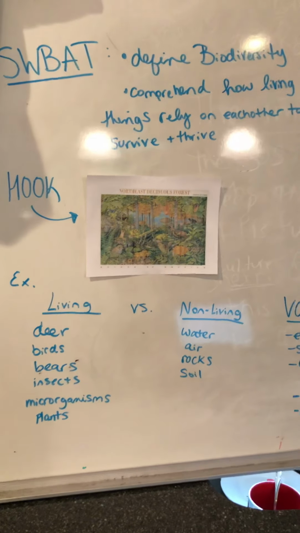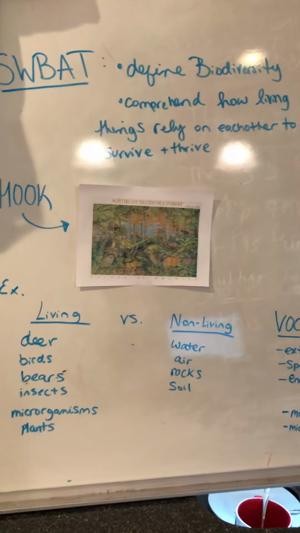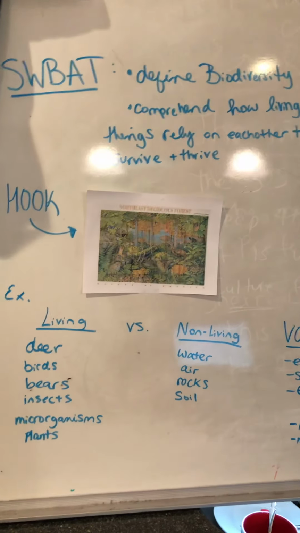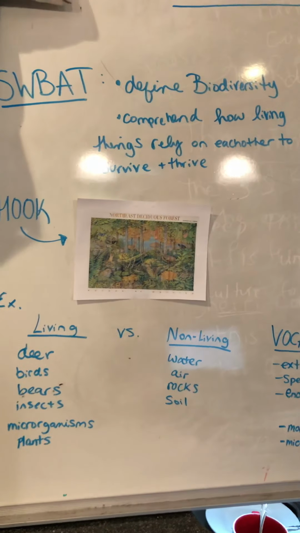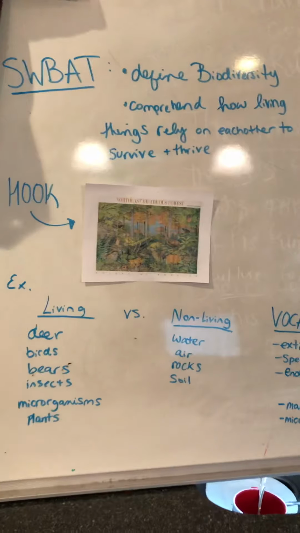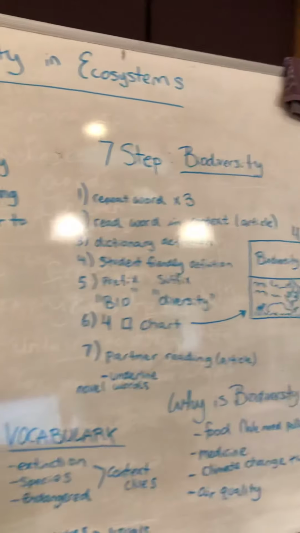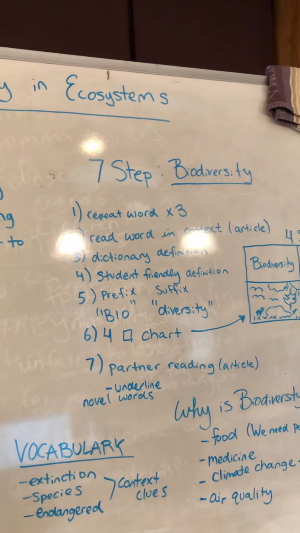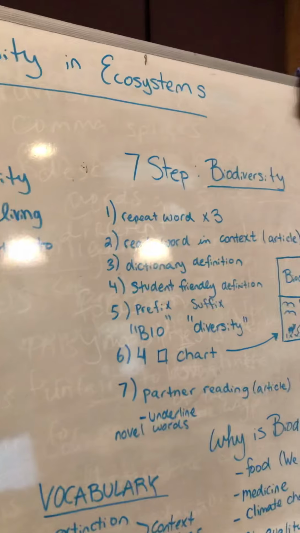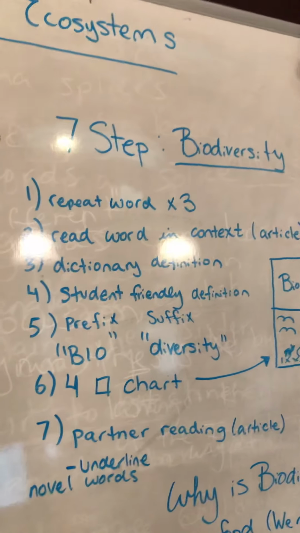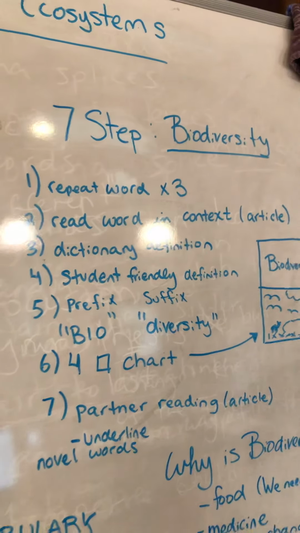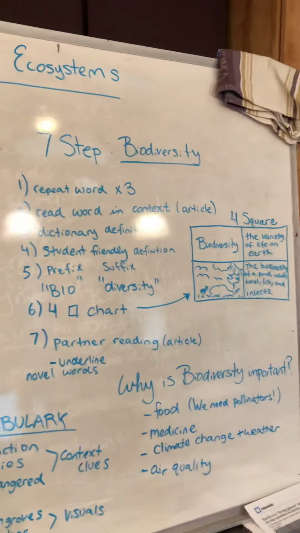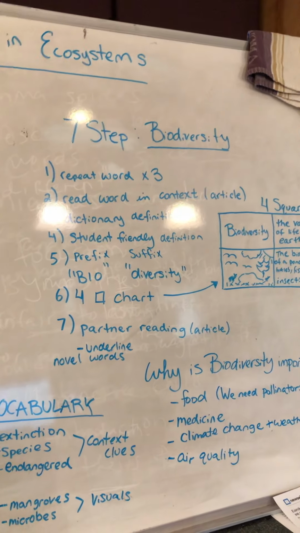You can explain to your students that the biodiversity of an ecosystem includes all of the living things that are in that particular ecosystem. So the vocabulary word that I chose to do for this lesson was biodiversity, because this is a new word for students, and since the word itself is in the topic title, you can guess that it's very important. So I decided to do a 7-step vocabulary strategy.